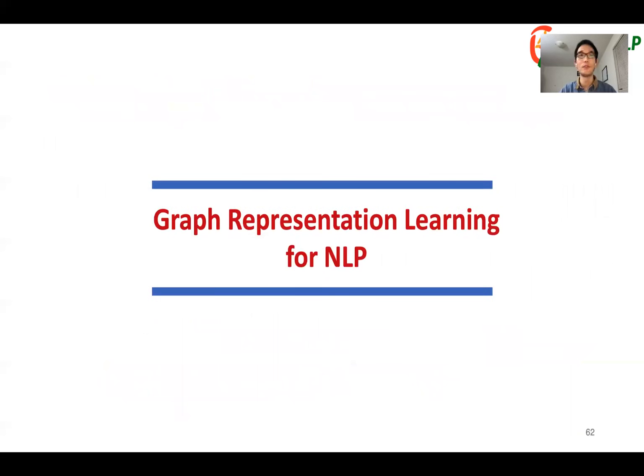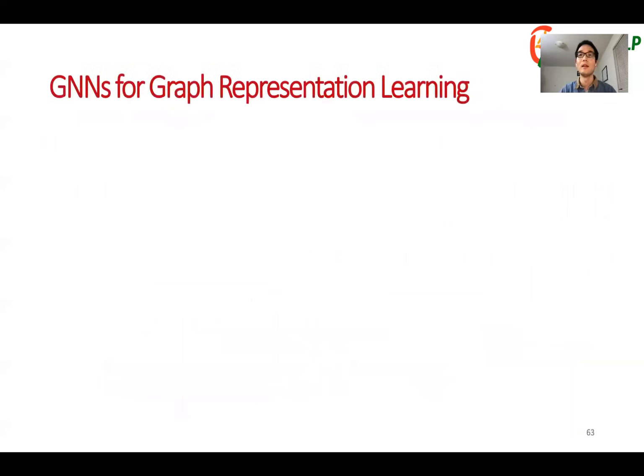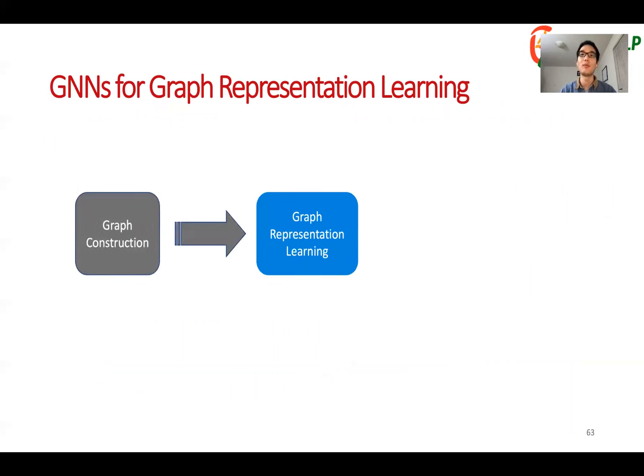Now let's move to the next part, graph representation learning for NLP. Let's briefly recap on the DLG4NLP pipeline. Given a graph, we will need to decide which GNNs to apply for graph representation learning, and we will try to help answer this question in this part.